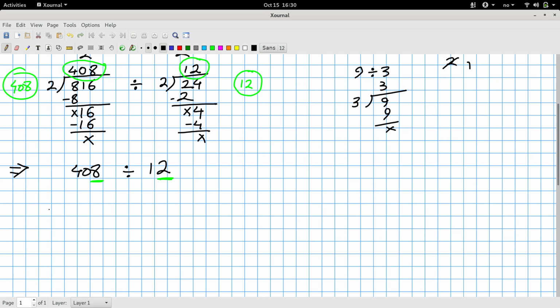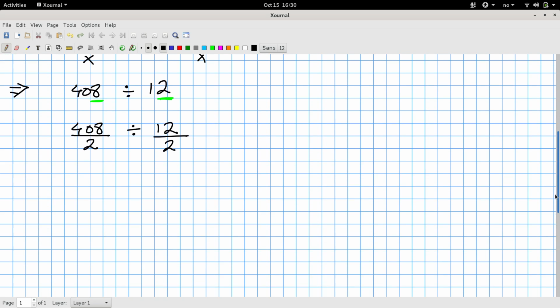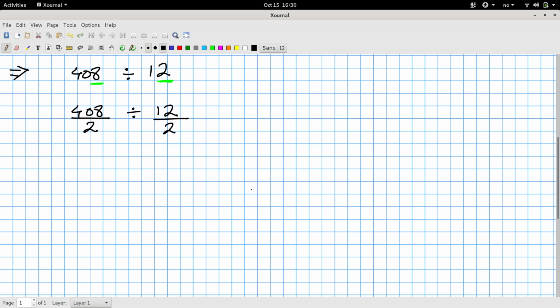So that is exactly what I'm going to do. I'm going to take 408 and divide it by 2, and this 12 divided by 2, right? Both sides divided by the same number. We have the liberty and luxury to do that. Right, so we repeat the same process. We keep this division sign here because we are just transferring it in each step.